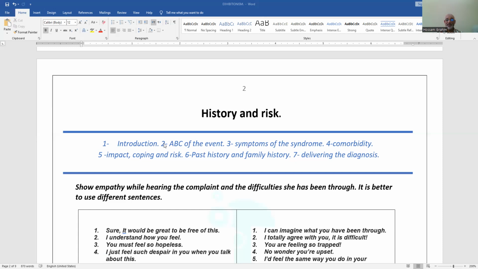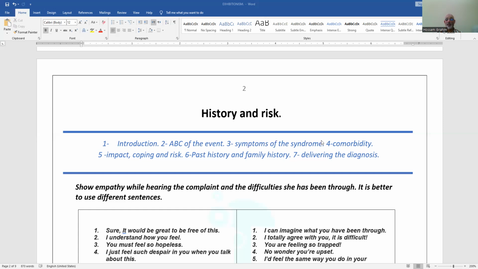This is the risk assessment station. There is an event which should be assessed, and you assess it with the ABC technique. I will go through this later on, rapidly. Then the symptom of the syndrome here is the psychosexual history of the patient.